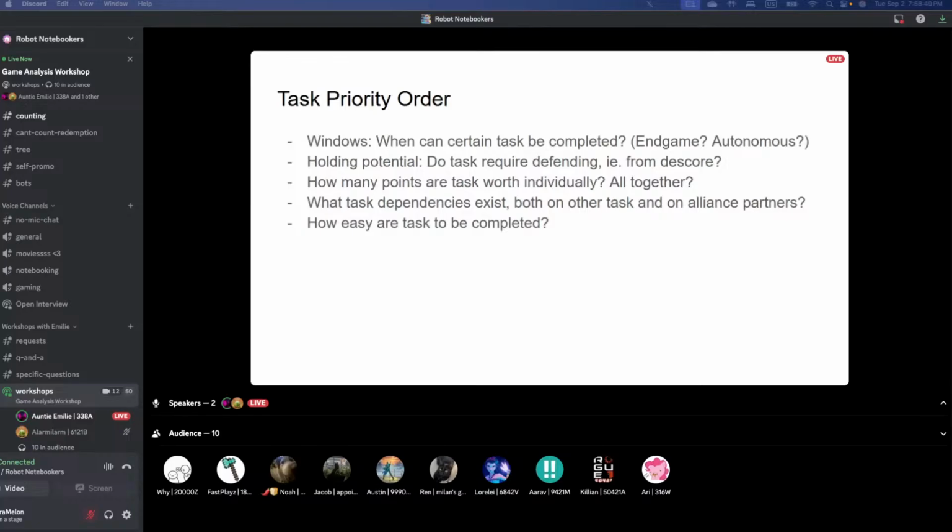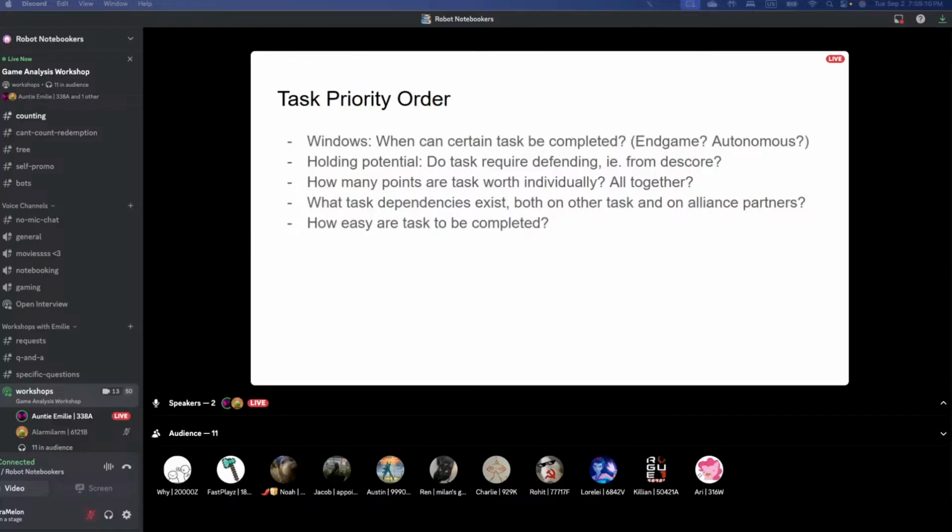Looking at your windows, so when can certain tasks be completed? For example, endgame is when parking is going to be completed, or climbing, or whatever your endgame objective is going to be. That time should be dedicated to that, but it's also important to note that, for example, last year, there were some things that stopped being able to be completed at certain points. Like pulling opponent goals out of positive corners. You want to make sure that happens before endgame.